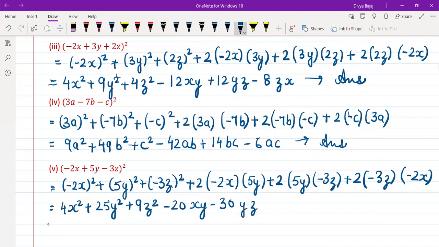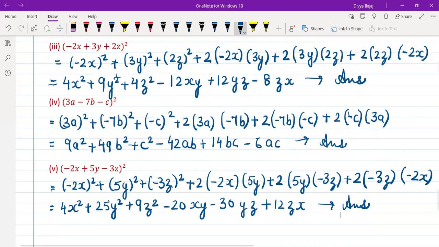And the last, 2 3s are 6, 6 2s are 12. Looking into the sign, we will have a positive sign here because plus minus minus and then minus minus plus. So it will be plus 12zx. So this is the answer of the fifth part, and in all the parts we have used the same identity.